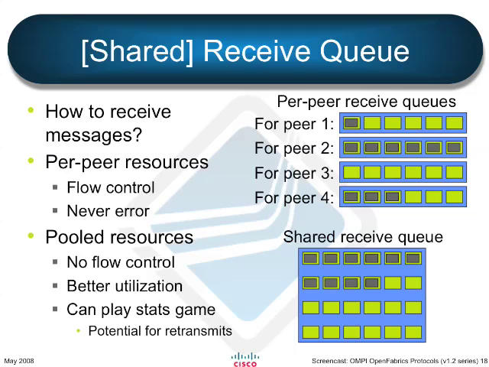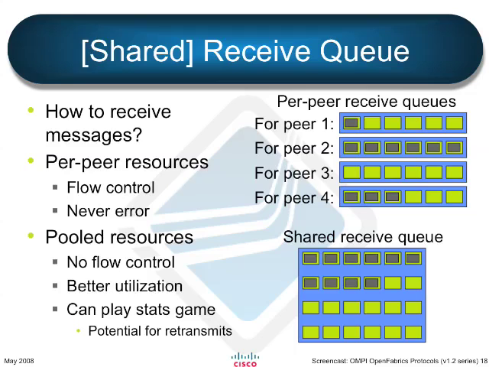In pooled resources or shared receive queues, there's no flow control because there's so many buffers, but there's more than one sender, so it's not possible for any given sender to know when all the buffers have been exhausted. Now, you can get better utilization of memory this way, but you're kind of playing the stats game here, and you have the potential for retransmits. So it really is a trade-off, like I said before. Better memory utilization, potentially worse network performance.